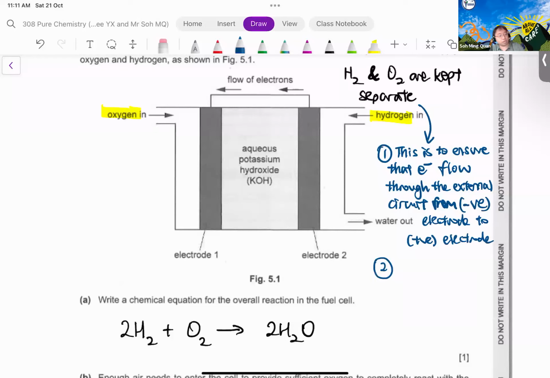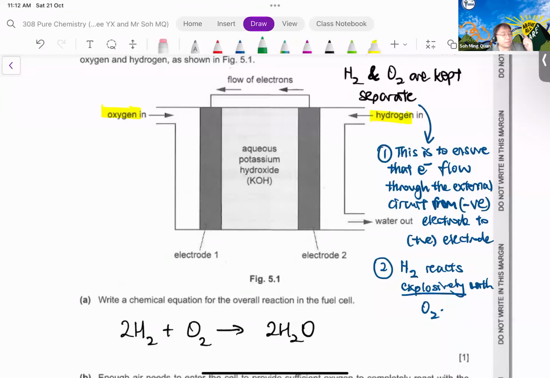The second reason, of course, is this. Hydrogen reacts explosively with oxygen. So if there's a leakage and the two were somehow allowed to mix, the fuel cell and the car, the machine, will explode. So these are the two reasons why hydrogen is always kept separately from oxygen in a fuel cell. They are kept as separate ends. They never ever mix. And that's why it's not a simple combustion reaction, even though the overall reaction is indeed a combustion.